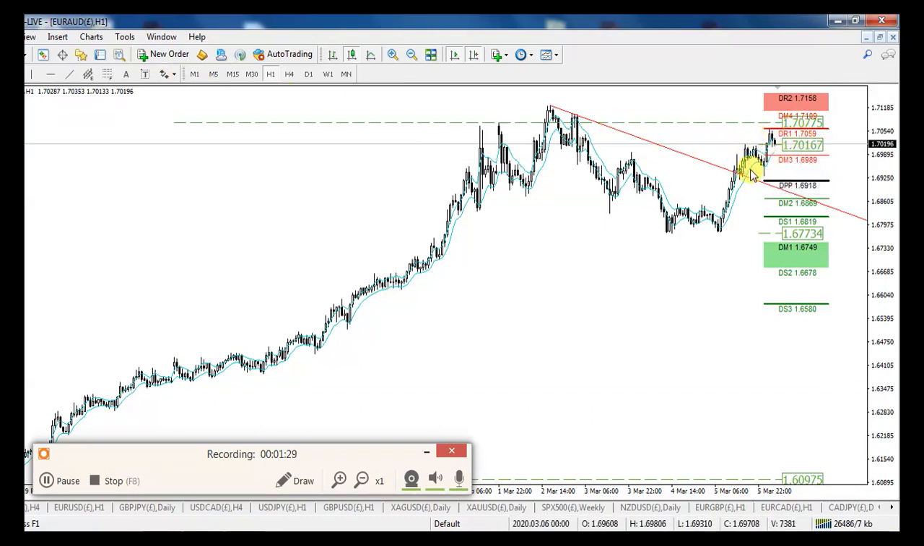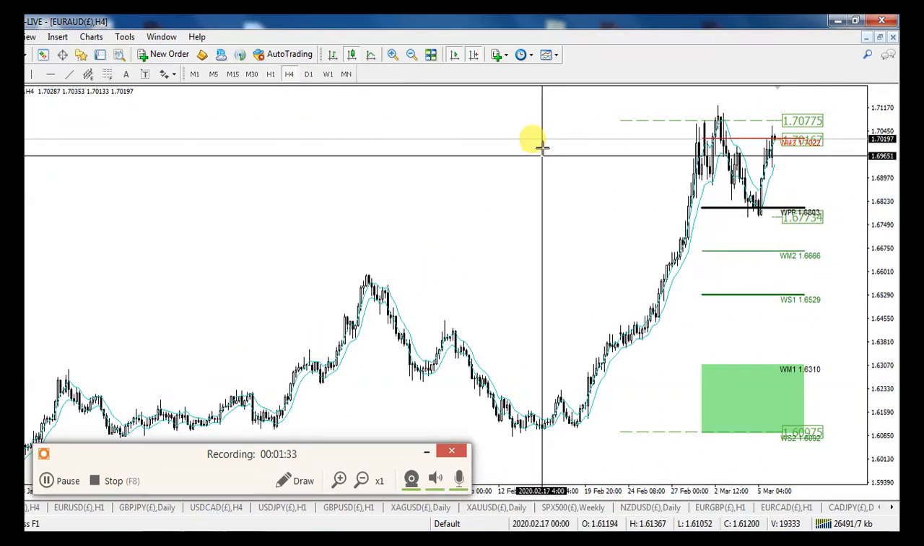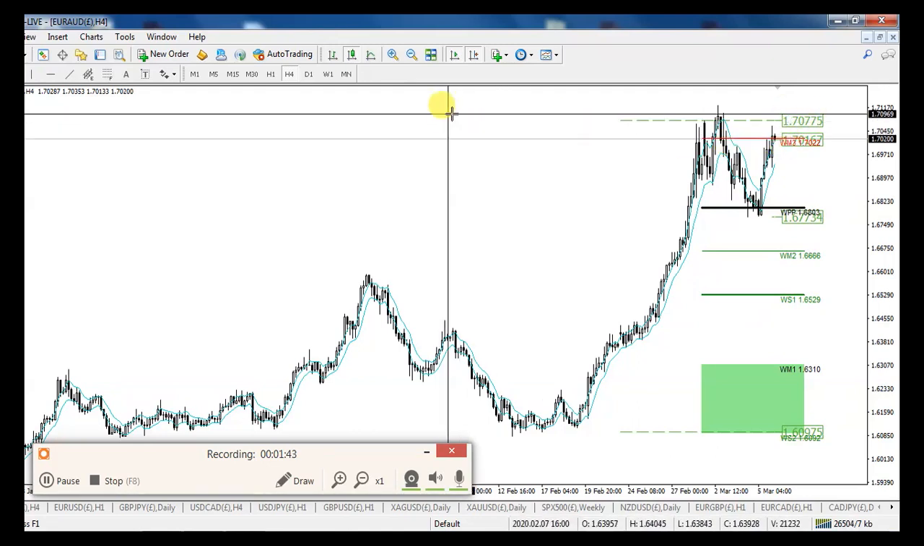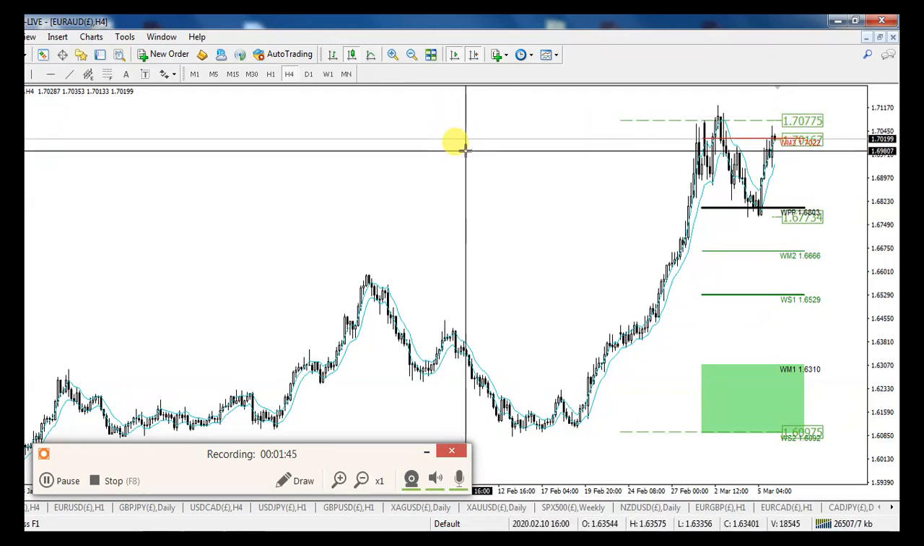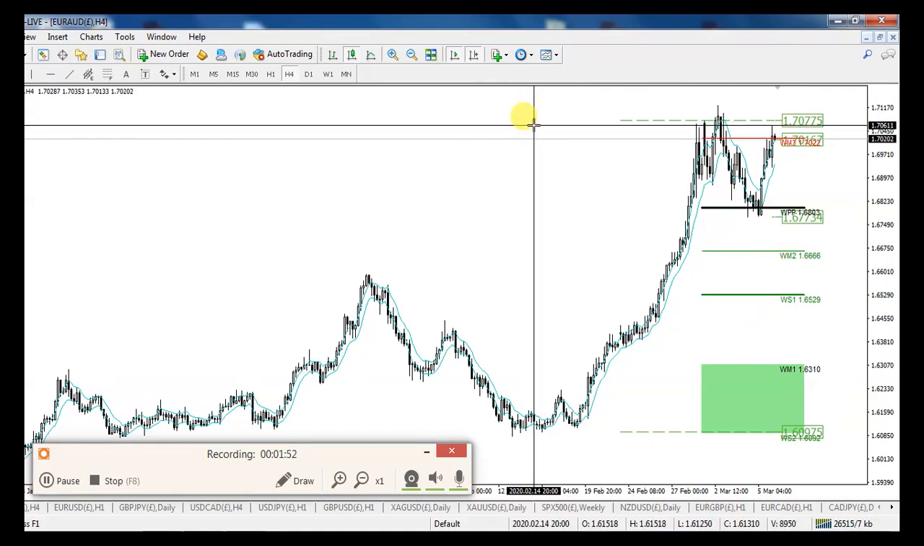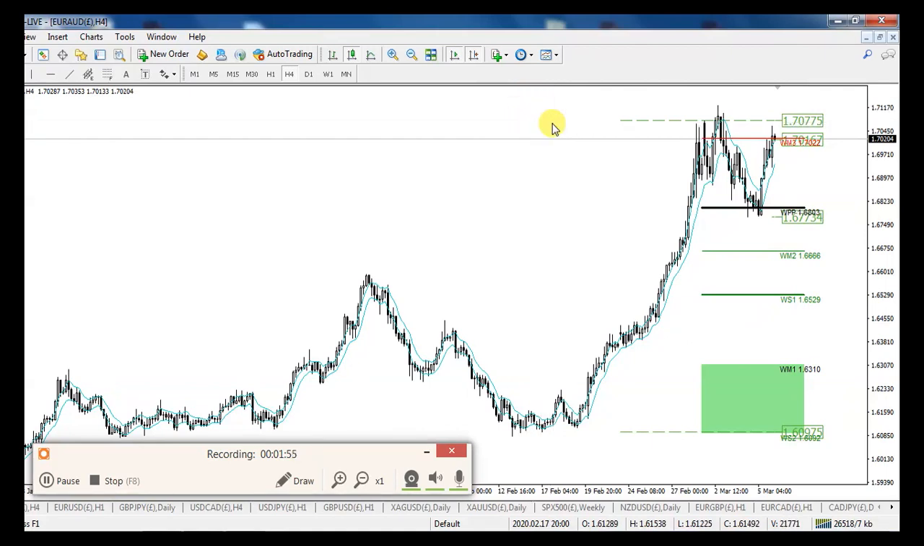It can cover a lot of ground, and as for the targets, I will be looking at just about these highs, which is at the 170.75 zone. So if you manage to get on, let's say at 170.00, with a 20 pip stop to go for the target at 170.75, it's still more than a 1 to 3.5 risk reward, which is very good.